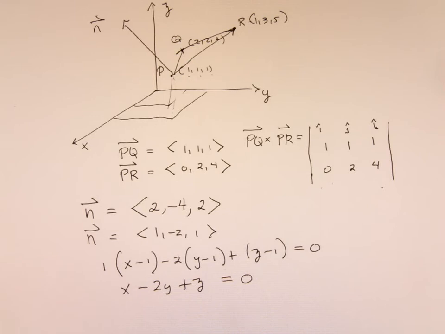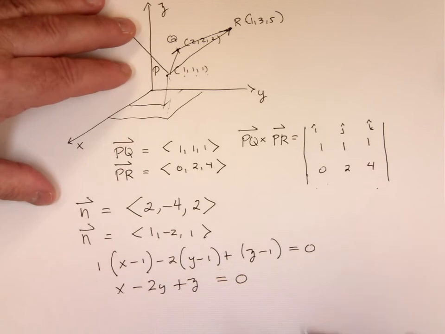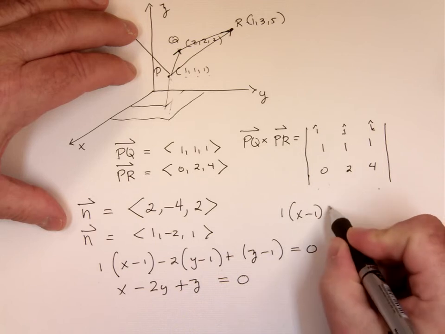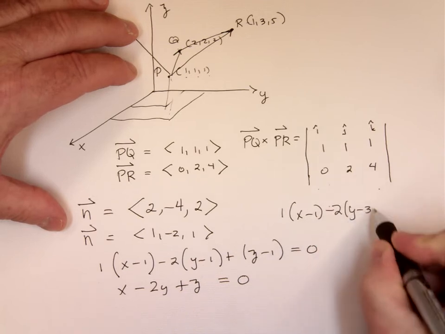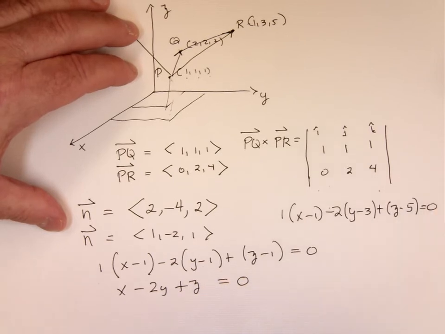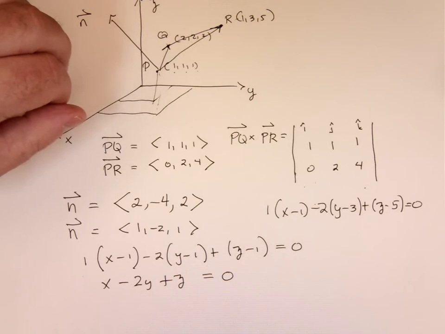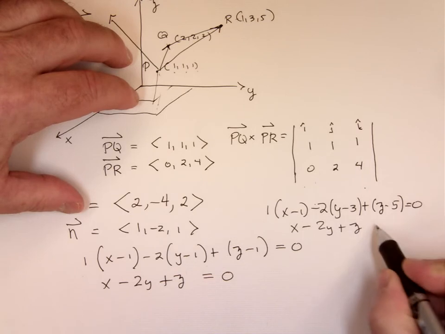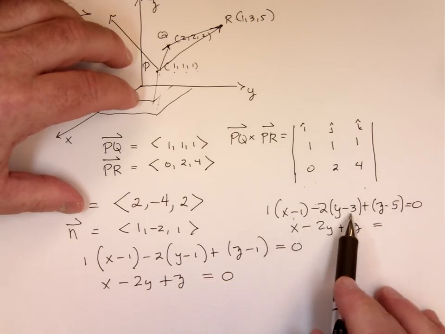What would happen if we used, instead of using 1, 1, 1, we used 1, 3, 5? Would we get a different equation? No, we would not. Thank you, Alex. Here we go. Let's try it. We got 1, negative 2, 1. We got 1 times x minus 1 minus 2 times y minus 3 plus 1 times z minus 5 equals 0. It looks different. When you multiply it out, it's going to be x minus 2y plus z equals, we got negative 1 plus 6 is plus 5, minus 5 is 0.